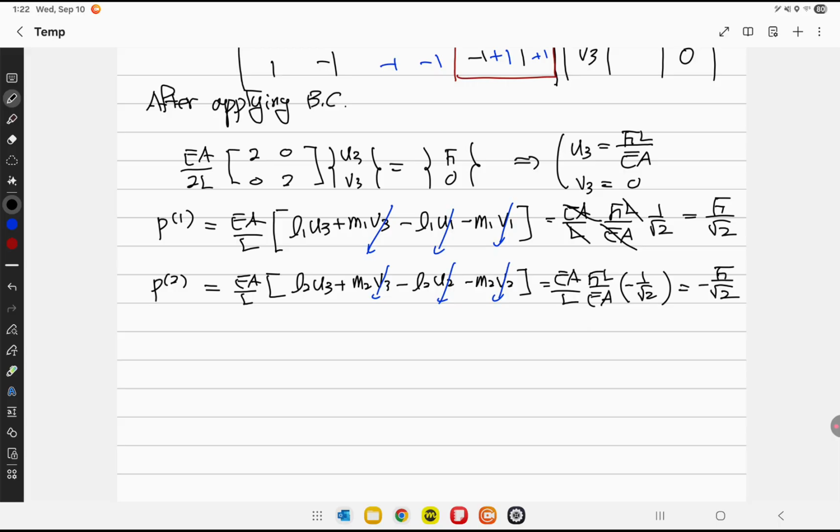So element 1 is in what? Element 1 is in tension. Element 2 is in compression. If you are interested in stress, sigma 1 is P1 over A. So this one will be F over square root of 2A. Sigma 2, again same, P2 over A, which is negative F over square root of 2A. What else do you want to know?